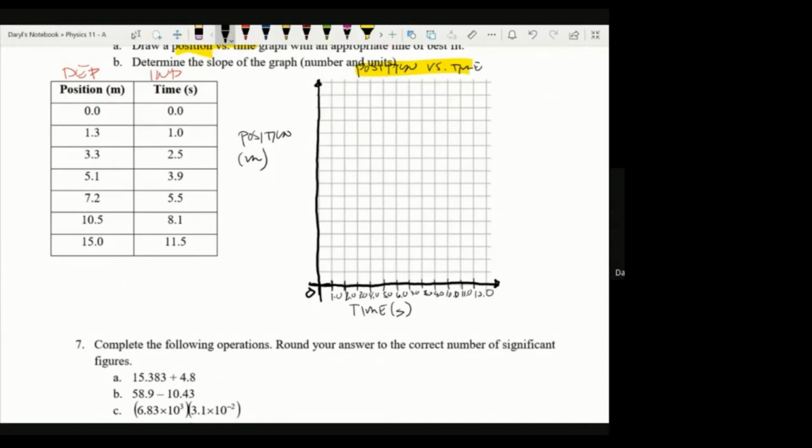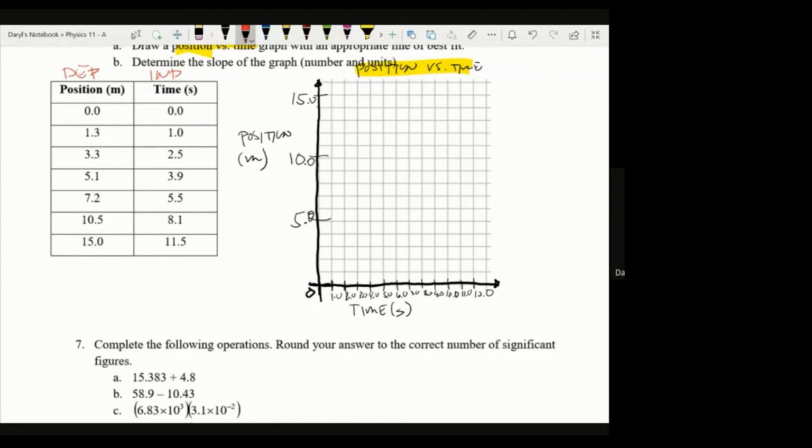Okay. For the position, on the other hand, I can use 5. 1, 2, 3, 4, 5. This is 10. Then 1, 2, 3, 4, 5. This is 15. So 15.0, just indicating the same precision of each measurement. Okay, there. That would be my scale. So now that you have your scale, you can now plot.